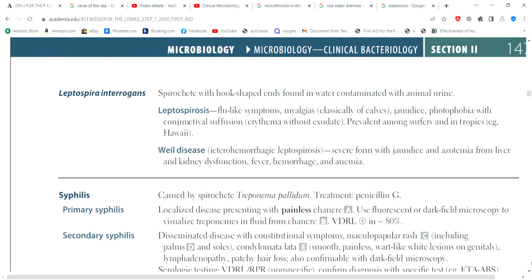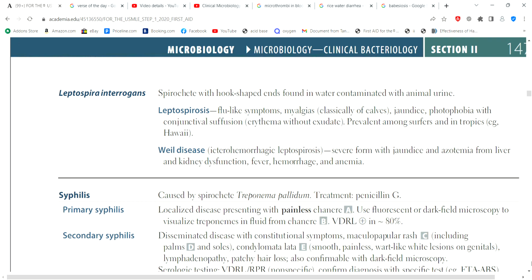Let's see, can we do this? Yeah, we'll do Leptospira and then we'll continue with syphilis in another video. Leptospira interrogans is a spirochete with hook-shaped ends found in water contaminated with animal urine. Leptospirosis presents with flu-like symptoms, myalgias especially of the calves, jaundice, photophobia with conjunctival suffusion, so erythema without exudate. It's prevalent among surfers and in the tropics like Hawaii.